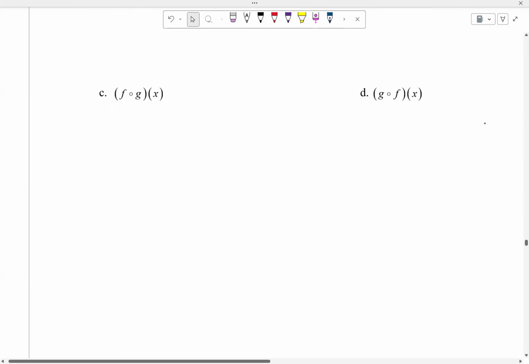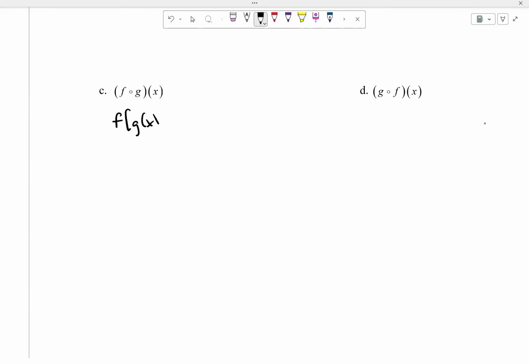Okay, so this one's a little bit different, isn't it? The C? That's a little different, but it's okay. We can do it. I'm going to rewrite it first of all. This is just f of g of x. I'm going to give you a moment to think about what to do here and discuss, and then work it out. See if you can figure it out.